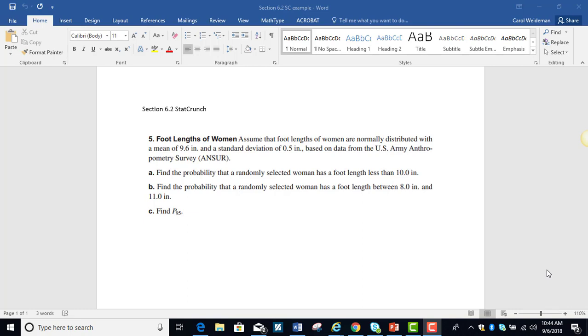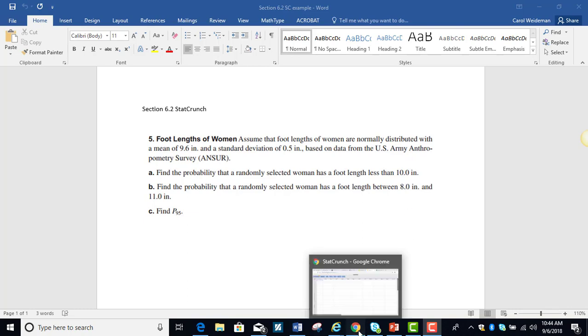Okay, so what we're going to do, if you remember in this section we talked about standardization, but we're going to use the StatCrunch tool because it will do that standardization for us. We'll put in the mean and the standard deviation, and then we'll put in what we want to know, and the calculator will do the work for us.